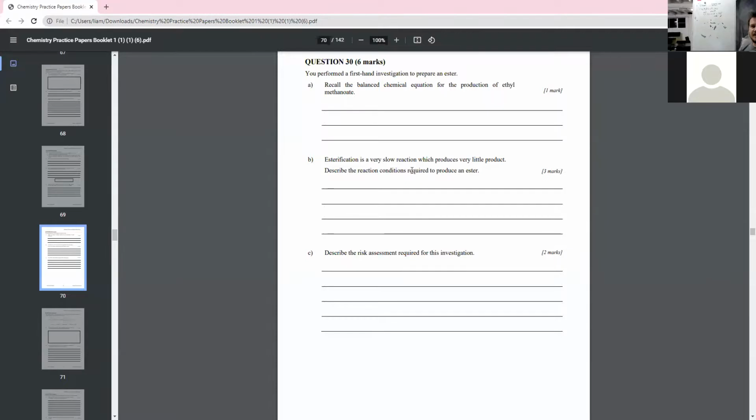Question B. So very specific set of conditions required for esterification. I'm going to go a minute and a half. This one, one more minute actually.